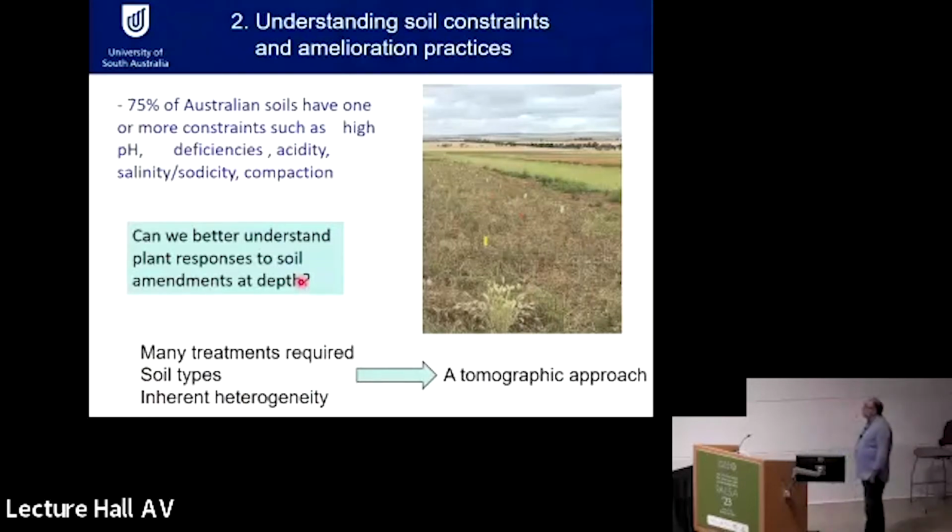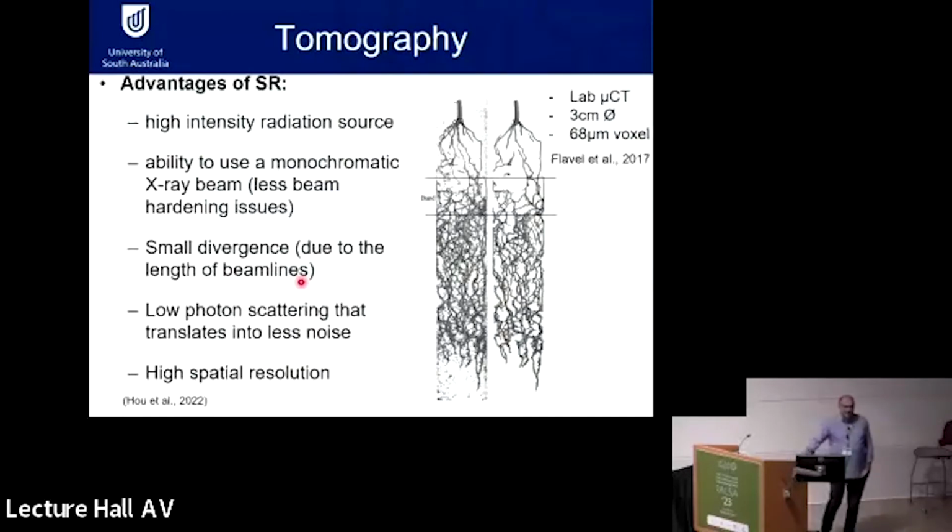The second experiment is about soil constraints and amelioration practices. So about 75% of Australian soils have some sort of constraints, either pH, compaction, deficiency, acidity, salinity, etc. And there's a lot of work done to ameliorate these constraints, but of course there is also a very poor understanding of how they work. And of course one good way to do it is tomography, and we heard about tomography quite a bit. We haven't seen too many examples, and that's because it's really, really hard to do.